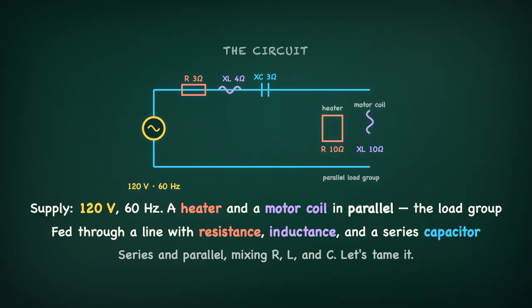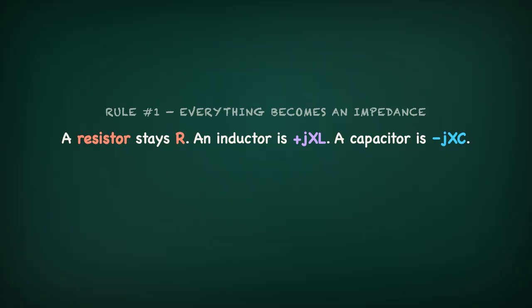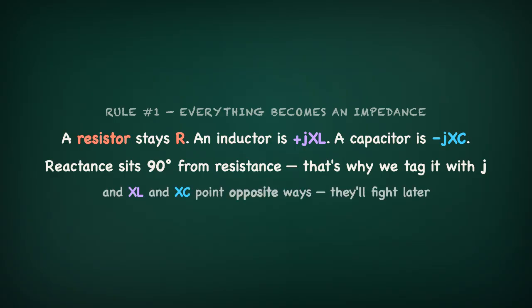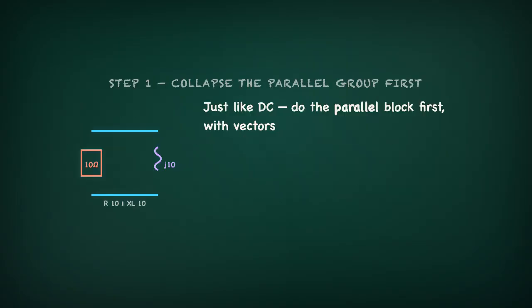Let's tame it. Rule number one: in AC, every part is an impedance. A resistor just stays R. An inductor becomes plus jXL, a capacitor becomes minus jXC. That little j means the reactance sits 90 degrees away from the resistance. And notice, XL and XC point in opposite directions. Hold on to that, they're going to fight.